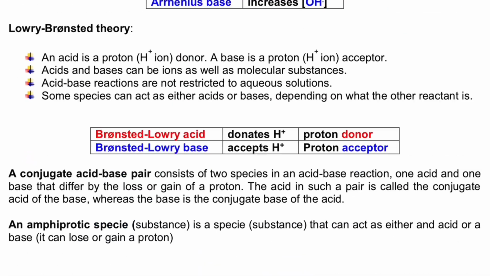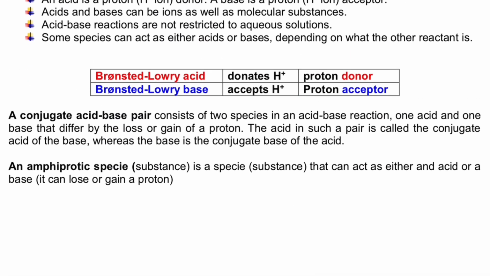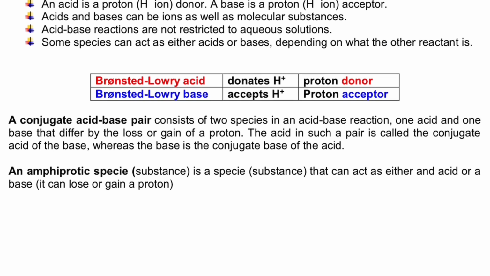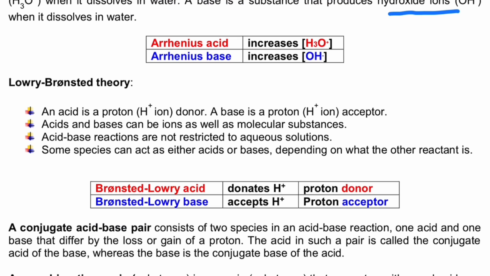So let me show you what I'm talking about here. Let's say, for instance, we have HCl plus H2O to give us Cl minus plus H3O plus. Take a look at this definition. An acid is a proton donor. What do we mean by proton donor in our case? H plus. And the base is a proton acceptor, H plus.